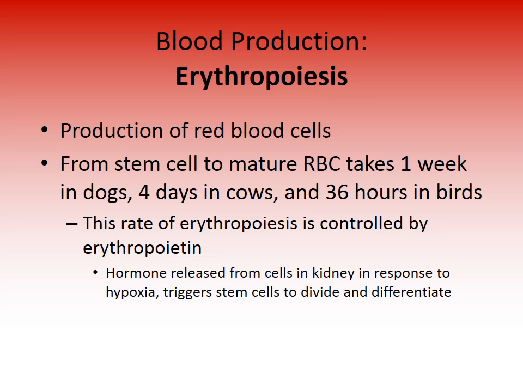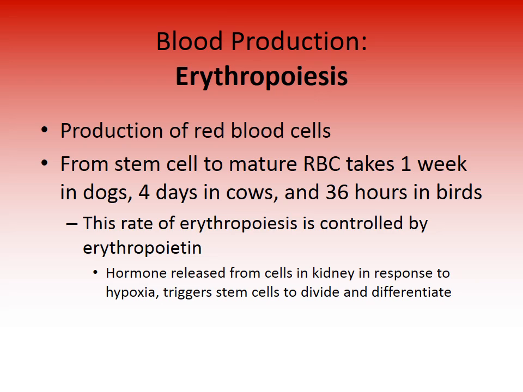This rate of erythropoiesis is controlled by erythropoietin. Erythropoietin is a hormone that's released from the cells in a kidney in response to hypoxia. It triggers the stem cell to divide and differentiate. So we've talked a lot about this. The kidney is actually responsible for producing this protein called erythropoietin, which stimulates erythropoiesis.